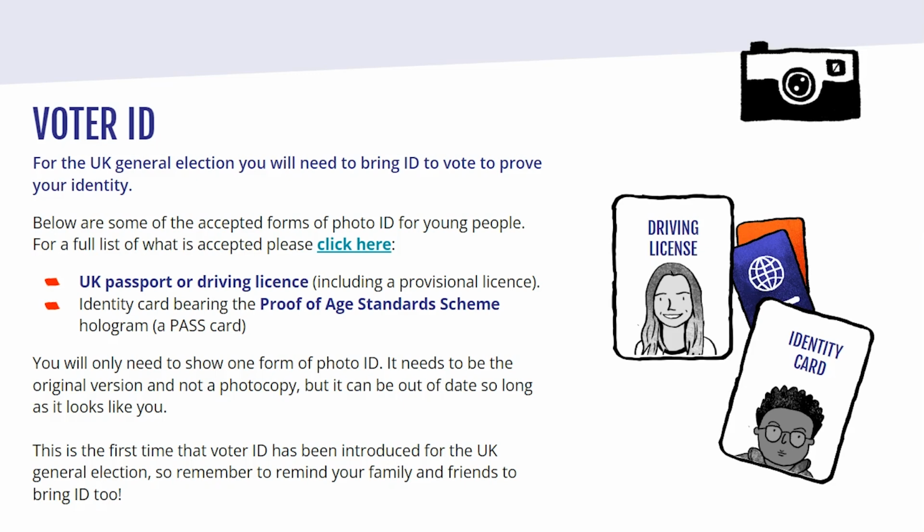If you don't have a passport, driving licence or provisional licence, you can also bring any identity card which contains a photo and that has the proof of age standard scheme hologram, which is also known as the PASS logo. Remember, as this is the first time voter ID has been used in the UK for general elections, you might need to remind your friends and family because they will have never had to bring voter ID for a general election before. If you don't bring voter ID, you'll be turned away and asked to go home, find your ID and return.